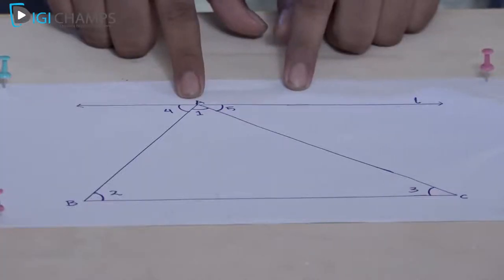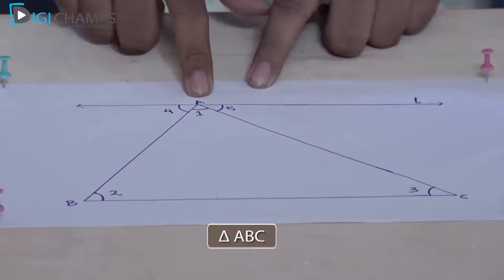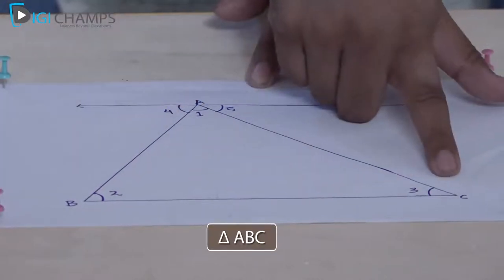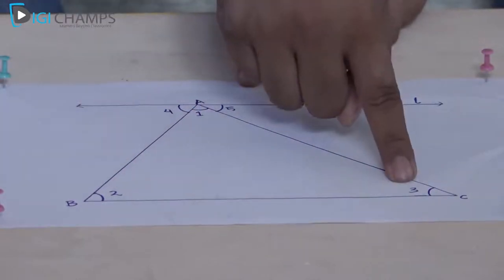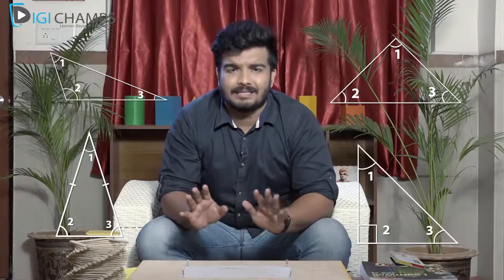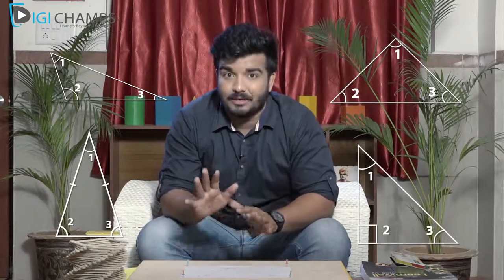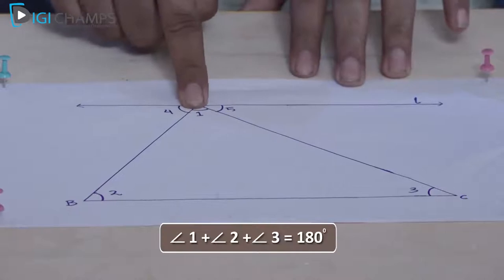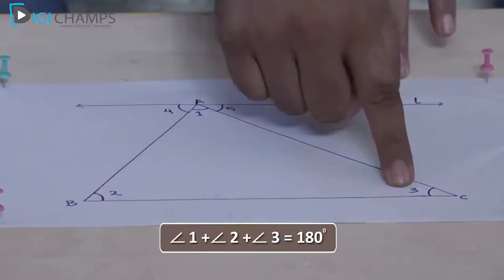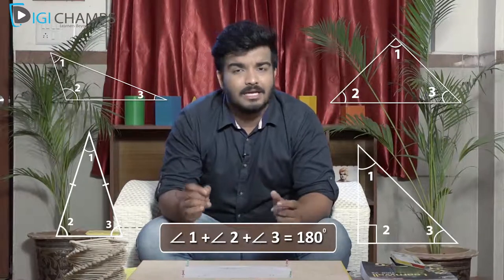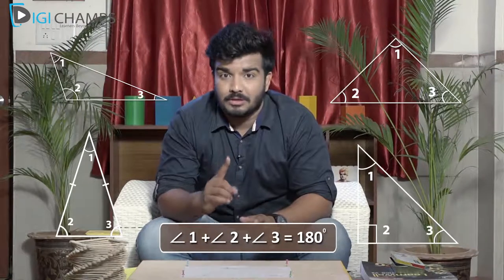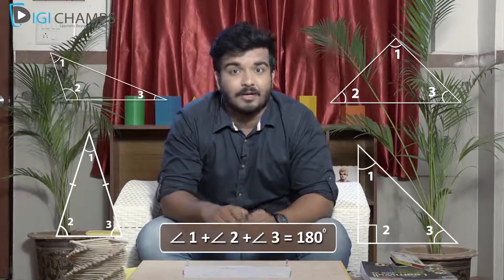I have drawn a small triangle for you here. The triangle is triangle ABC. Here we've got three angles: angle 1, angle 2, angle 3. Now, the angle sum property states that no matter what triangle it is, angle 1 plus angle 2 plus angle 3 is going to be 180 degrees. Take any triangle you want to, this property stands. Remember that. Now the time is to prove this.